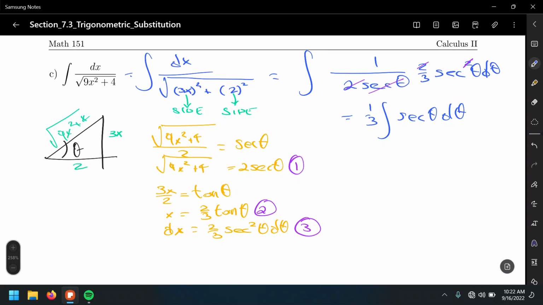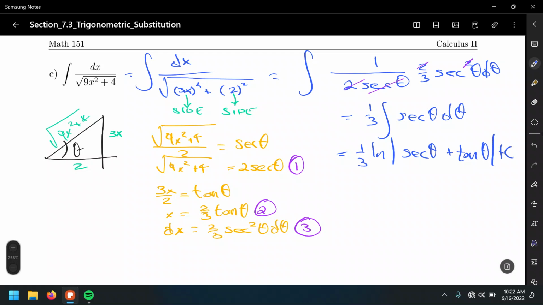All right, what's the integral of secant? That's one of those formulas that we used in the previous section, a formula that you learned back in Calc 1. One formula that you would be expected to memorize: ln of secant plus tangent plus c. Okay?